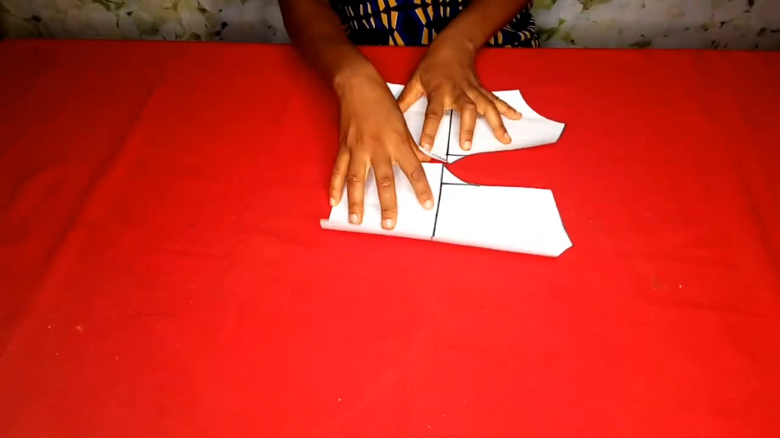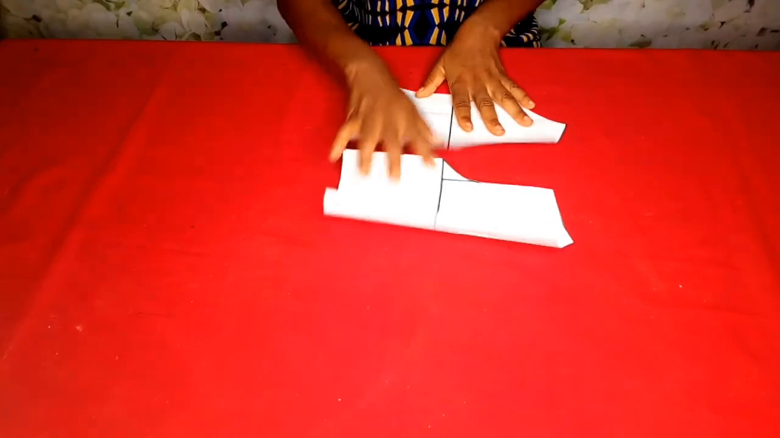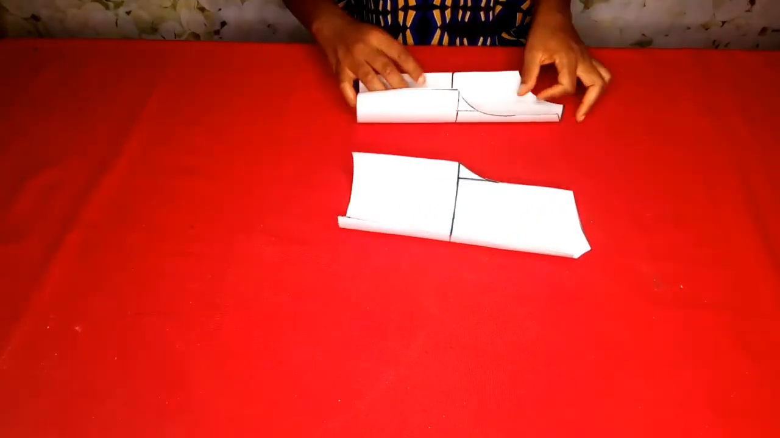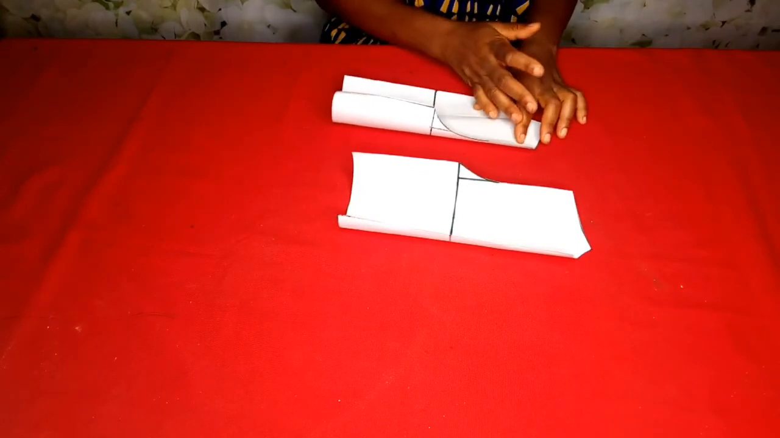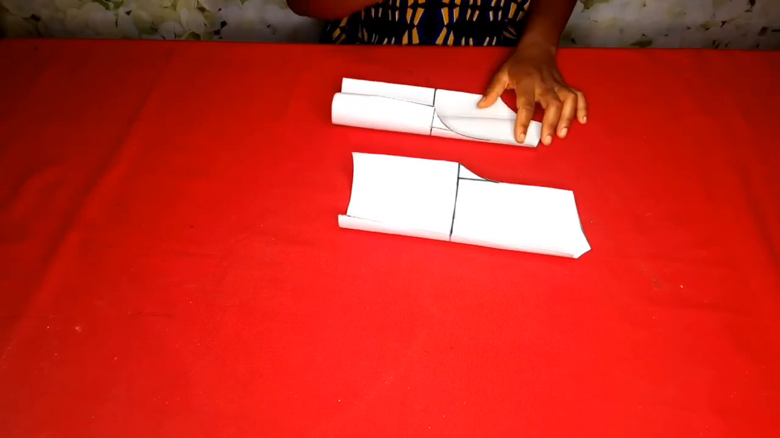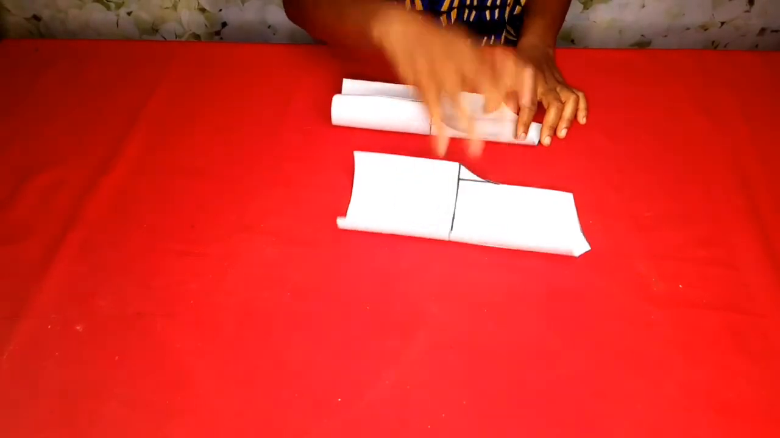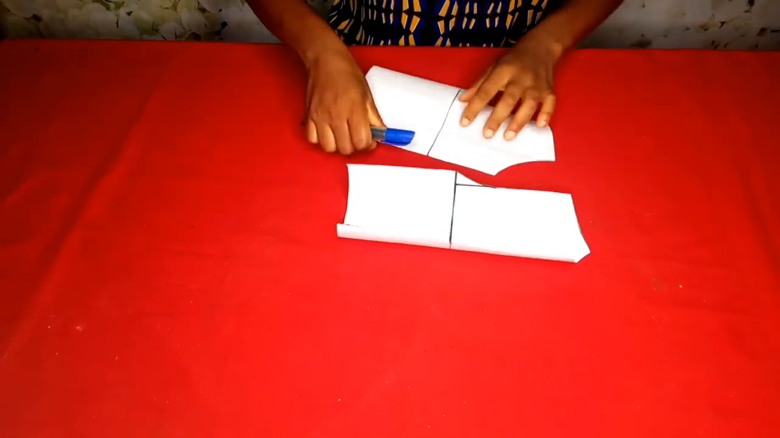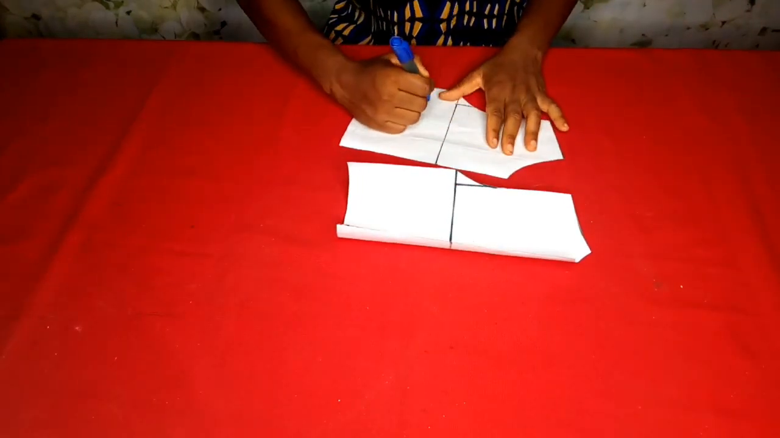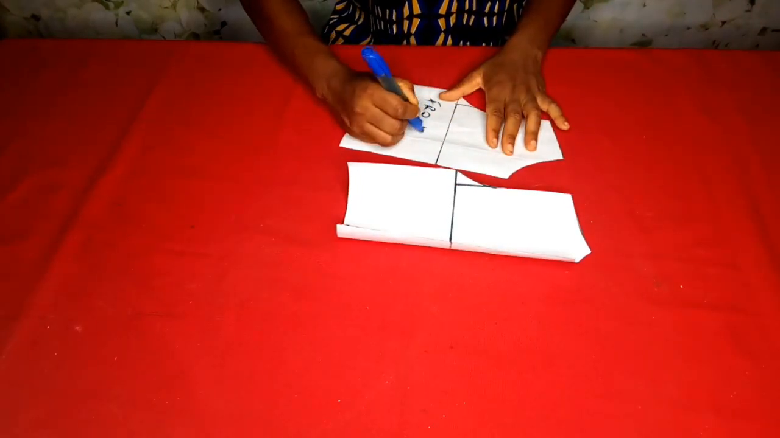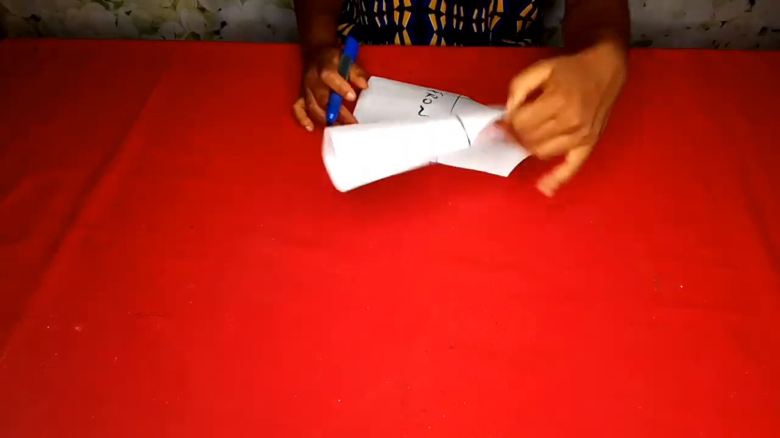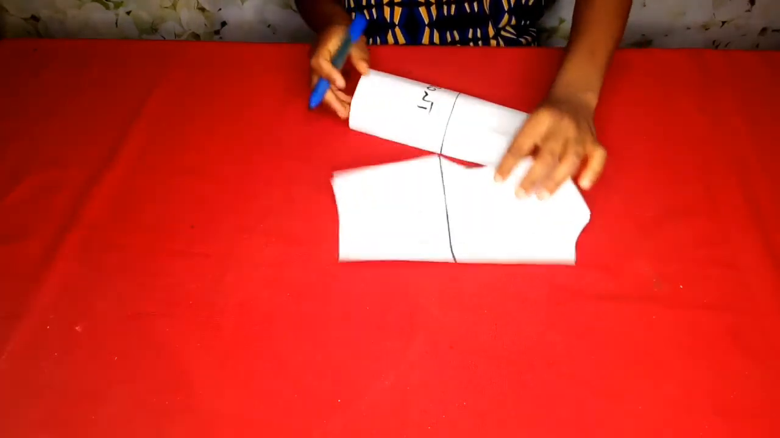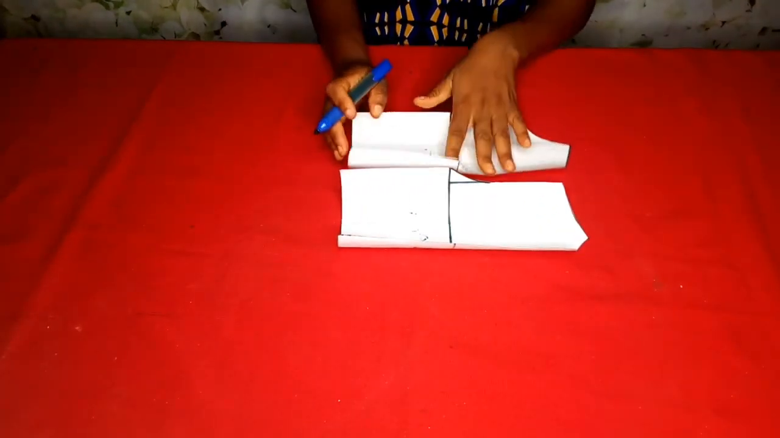As you can see, I'm done. This is the front and this is the back. But please, before you go ahead and cut, always note the front pattern and the back pattern for you to be able to differentiate them. You can just use your marker and write. Maybe here you write front, and here is going to be unfold, and here you write back, and so on, just to be able to differentiate. So that is that.